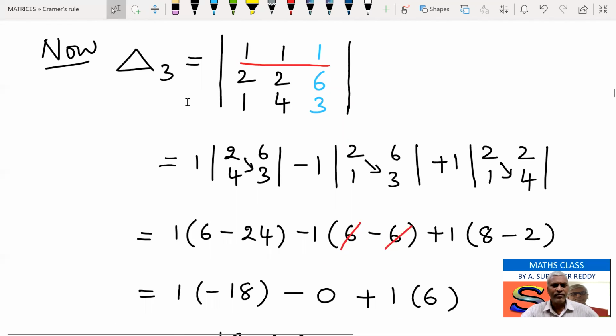And delta 3, so this is replacing the third column in A. మూడవ నిలువు వరుసను ఏలో డి మాత్రిక చేత రీప్లేస్ చేయడం ద్వారా డెల్టా 3 వస్తుంది.